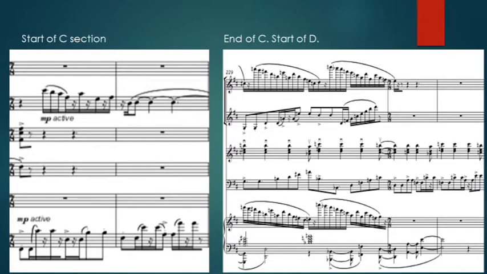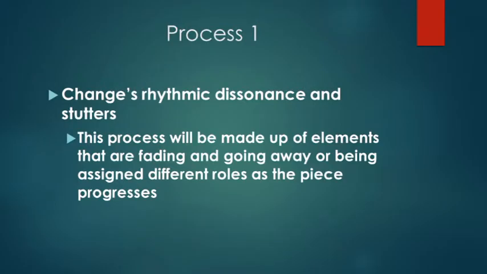C section starts the same trend. Two instruments interlocking to form the melody. By the end, we've got everyone on some sort of melody that's filling in every note or the instruments that have chords. So that'll be the end of discussion for process one. Process one was all the elements like rhythmic dissonance and stutters that fade away as the piece progresses.